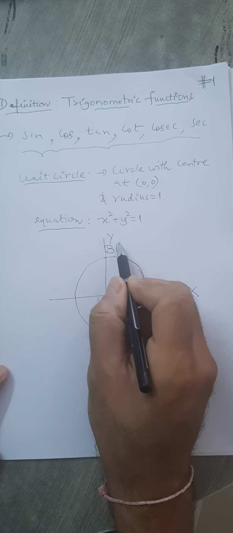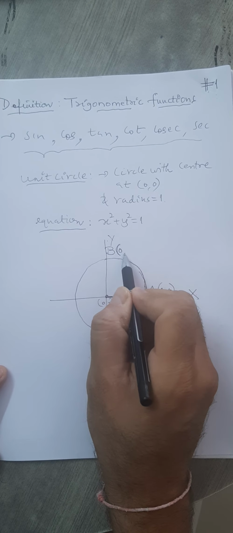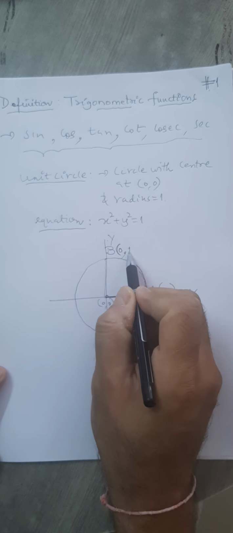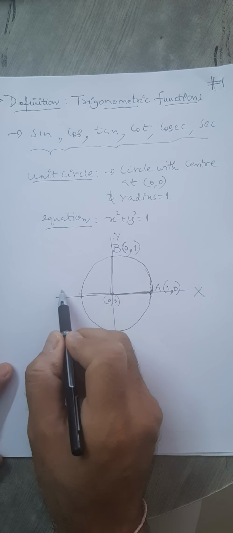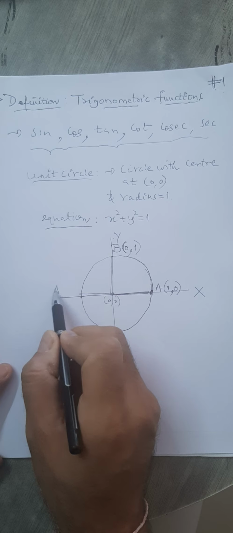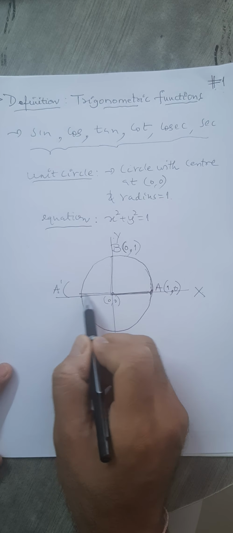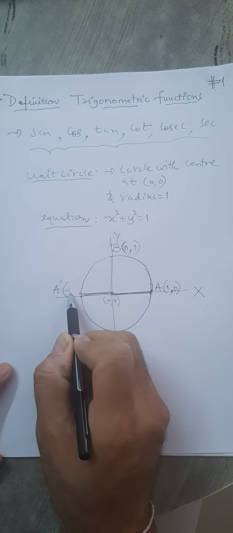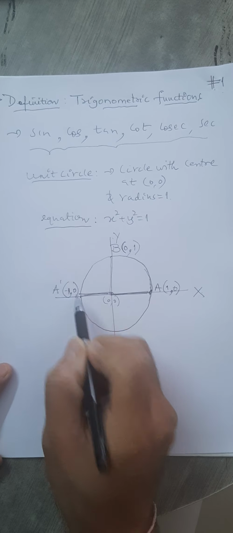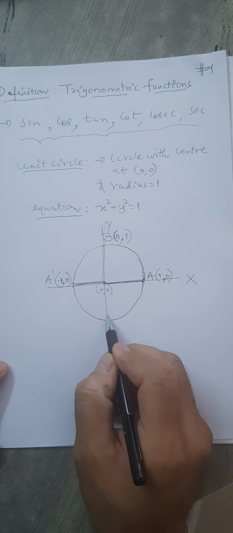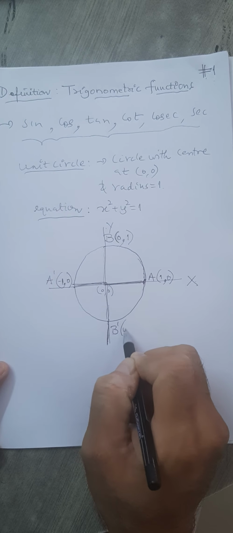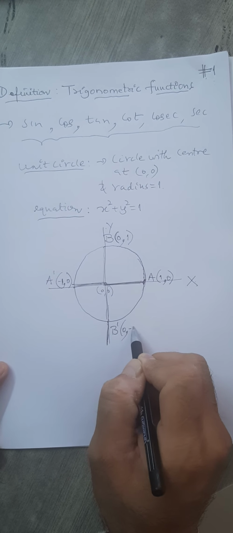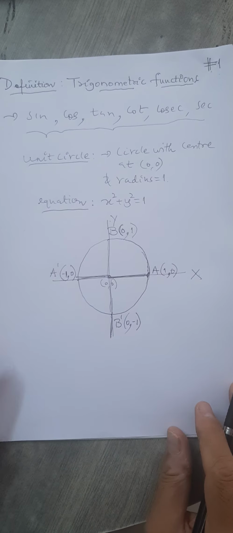If I call this as b, on y-axis the x coordinate is 0, and this is 1 unit, so 0 comma 1. If you come to this, here let me call this as a dash, for example. Now this is 1 unit, but it is on the left side, so minus 1 comma 0. And let me call this as b dash, for example. On the y-axis, first coordinate is 0, and here you have 0 comma minus 1. This much we know.